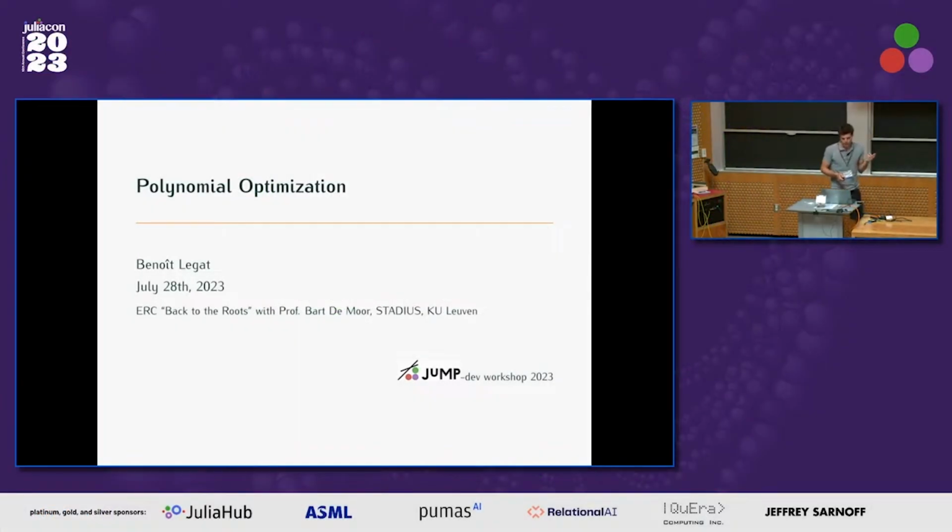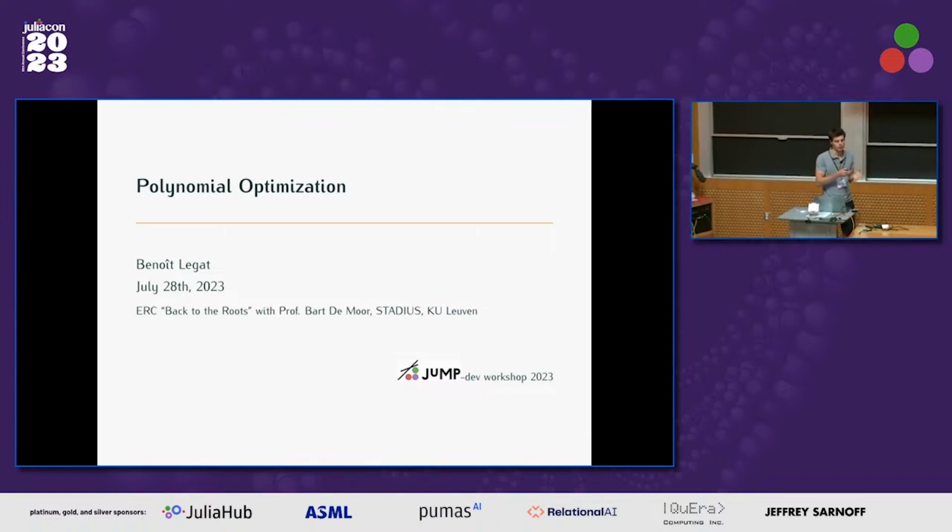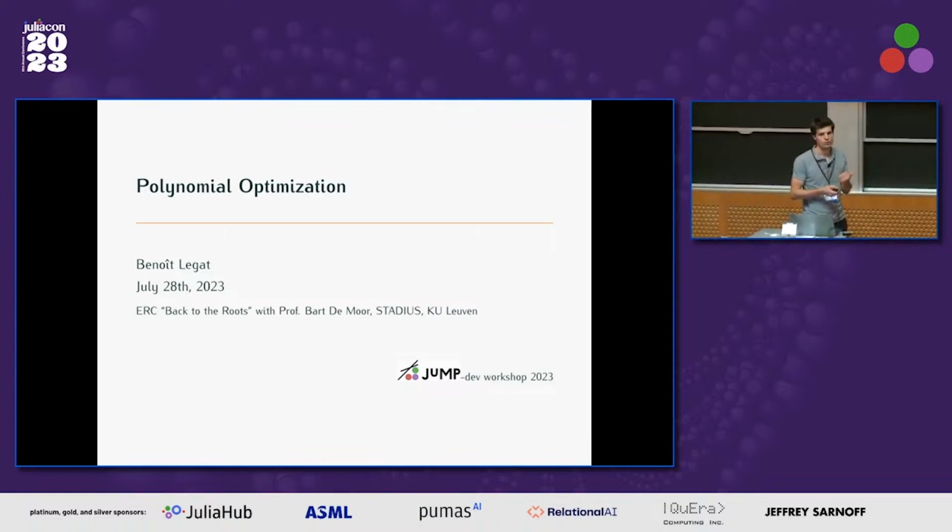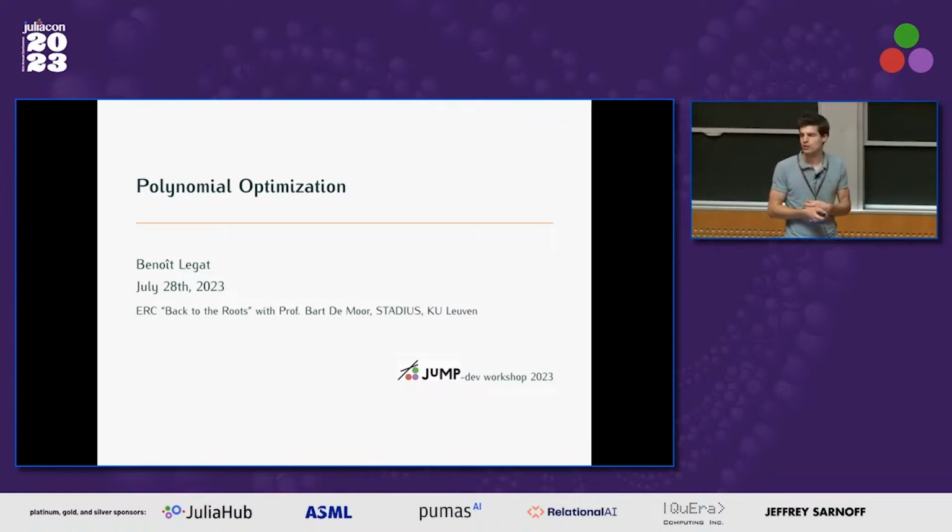Okay, so I'm going to present the work on polynomial optimization. This work is funded by the European grant Back to the Roots at Leuven with Benoît. In this project, we are trying to go back to the fundamental problems of trying to find the roots of a system of polynomial equations or trying to find the minimum of a polynomial.